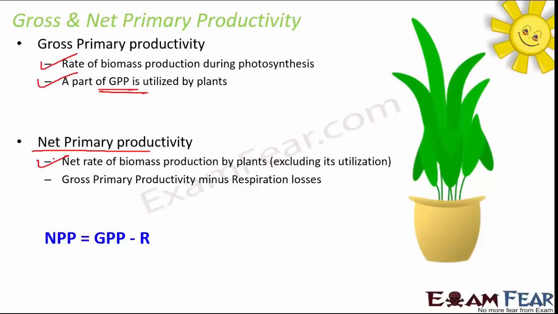So it is something like this: let's say that I earn 100 rupees in a month, out of which I give 10 rupees as tax. Correct? So basically my net income, my net take home, is 90 rupees. Correct? So 100 rupees is the gross and 90 rupees is the net. The same thing here. So the net primary productivity is equal to gross primary productivity minus R, where R is respiration losses. These are the utilization by the plants.